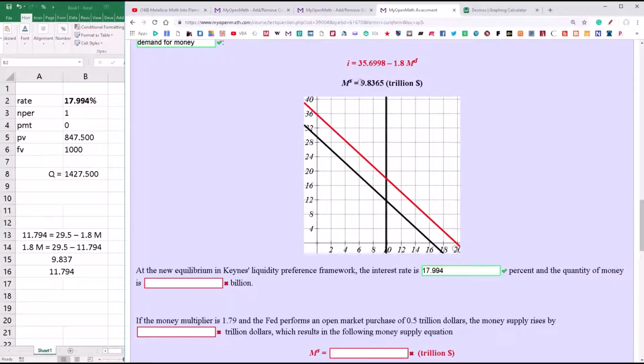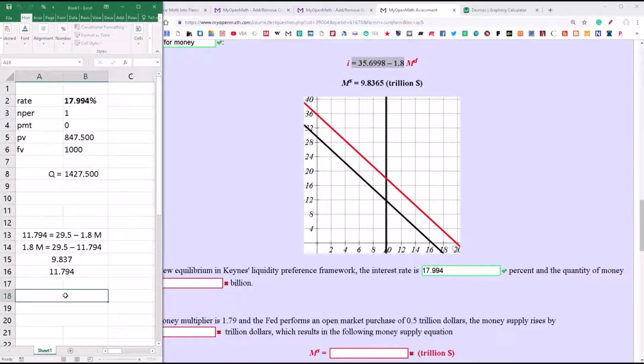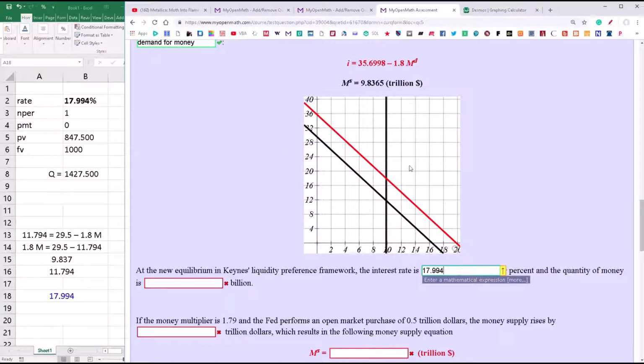We can verify by plugging this quantity of money into this demand equation here. So I'll do it down here. So we got the new demand equation right here, Keynes' demand for money. We're going to multiply that by this quantity of money, 9.8365, and we get 17.994. To three decimal places, 17.994, right? And so the next answer is pretty easy. You just got to copy and paste this into here.